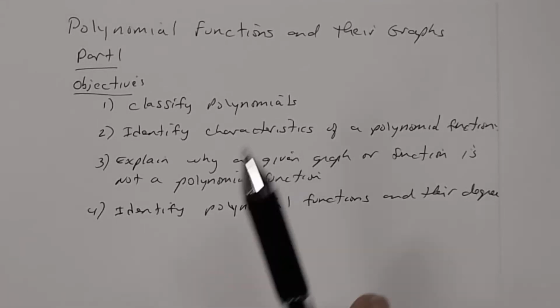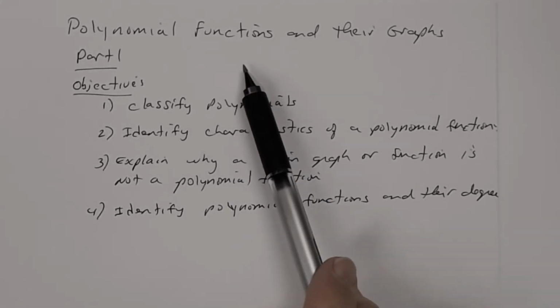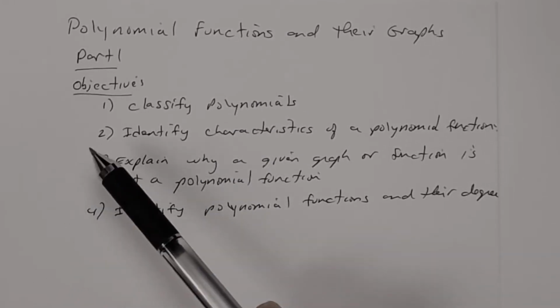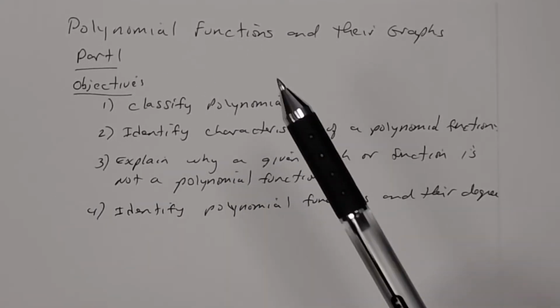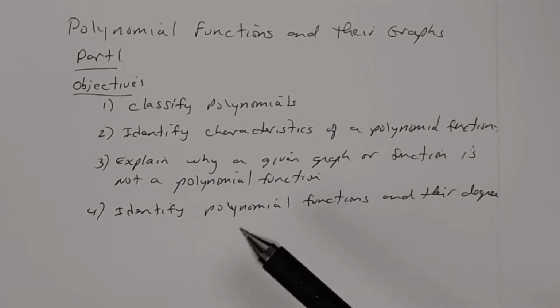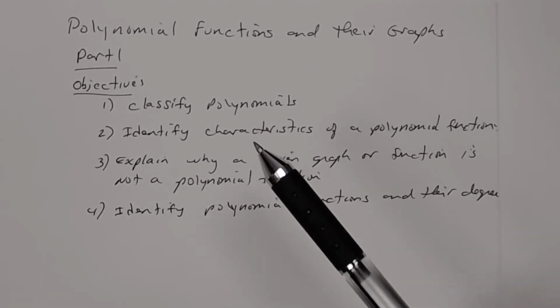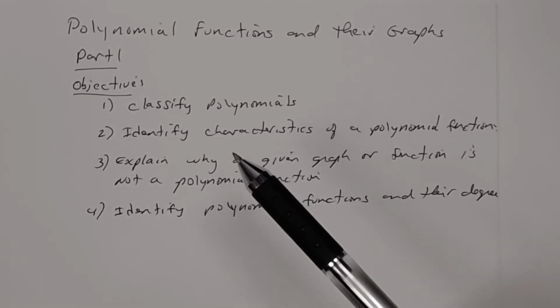This is part one of our study on polynomial functions and their graphs. And so in part one, we're going to look at these four objectives. So basically, by the end of this lesson, you should be able to have mastered these four items.